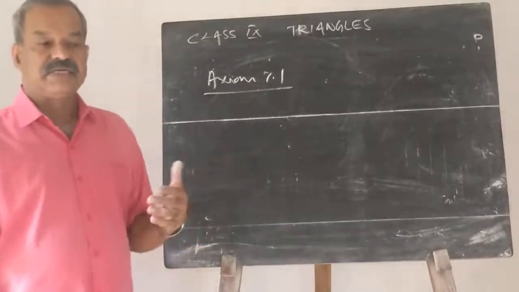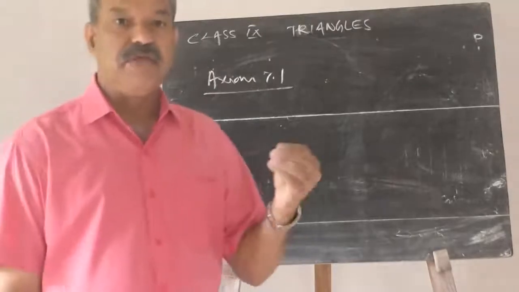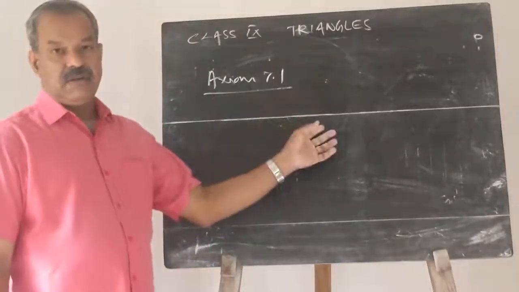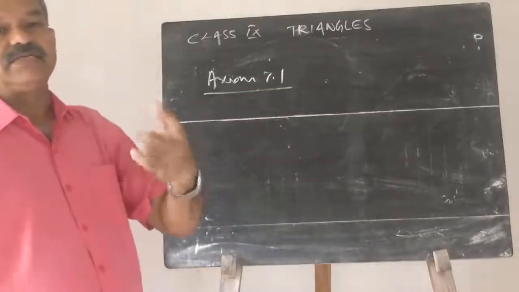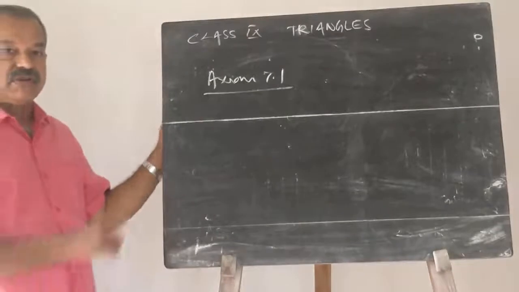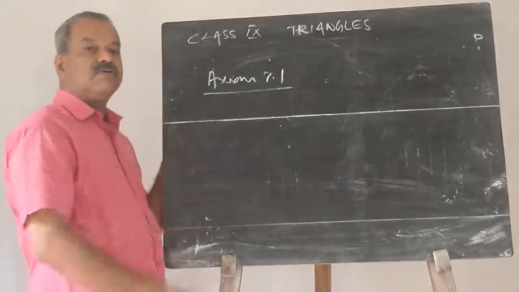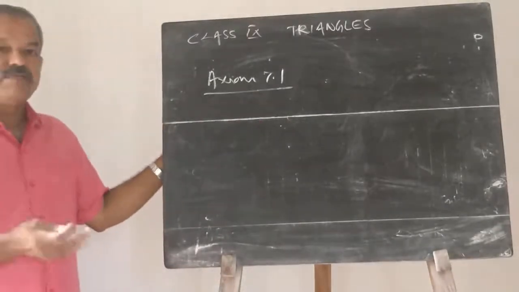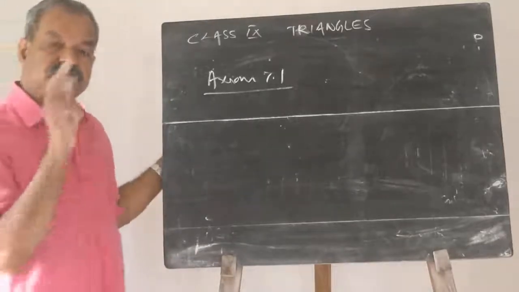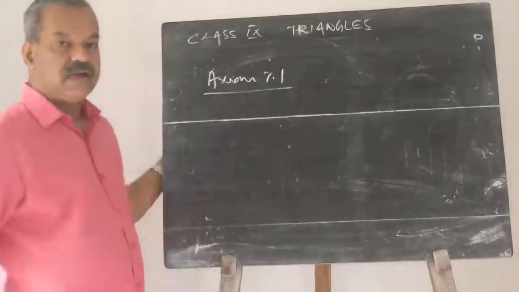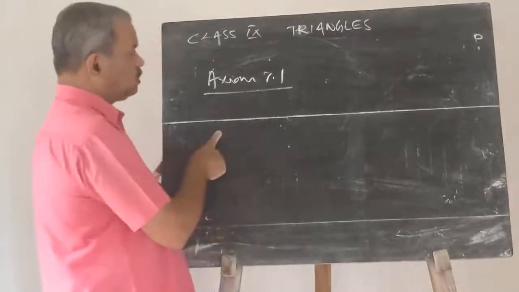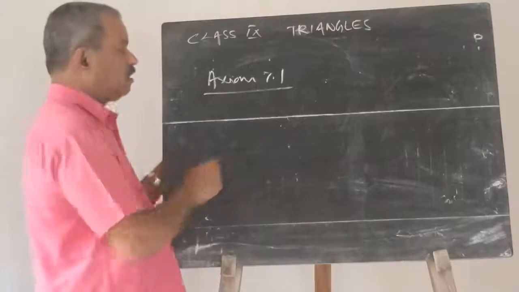Instead, let us consider the minimum requirements. If the minimum correspondences are equal, then the triangles are congruent. So that is what is meant by the different criteria for the congruency. Let us take the minimum correspondences that make the triangles congruent. The first condition is this, Axiom 7.1.